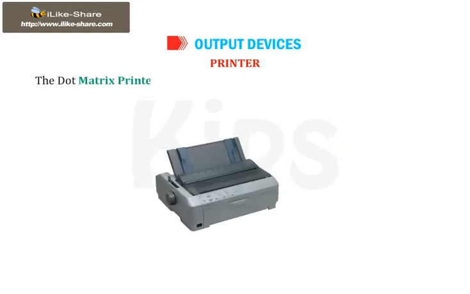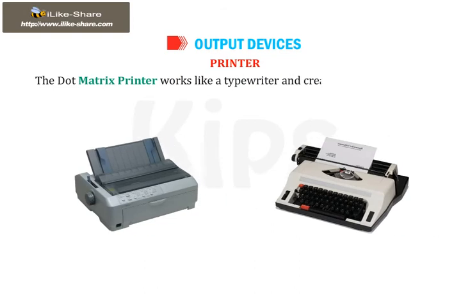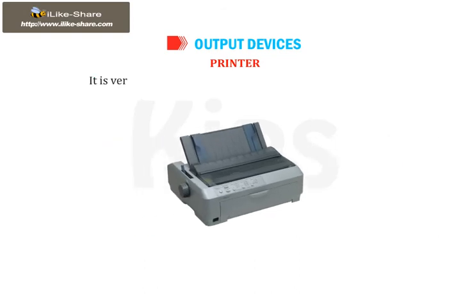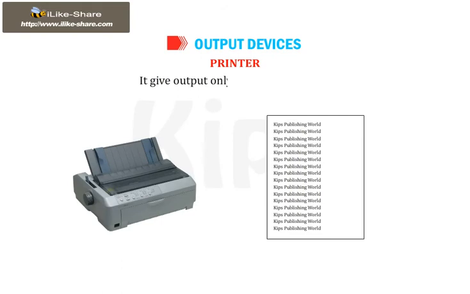The dot matrix printer works like a typewriter and creates the impression by striking on the paper. It is very noisy and does not produce high quality output. It gives output only in black and white.